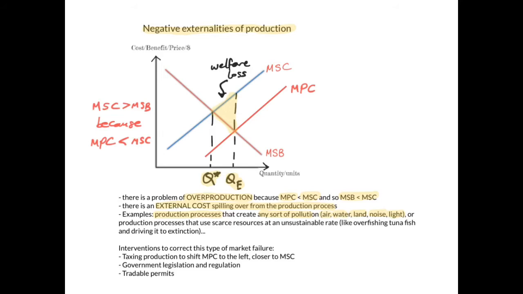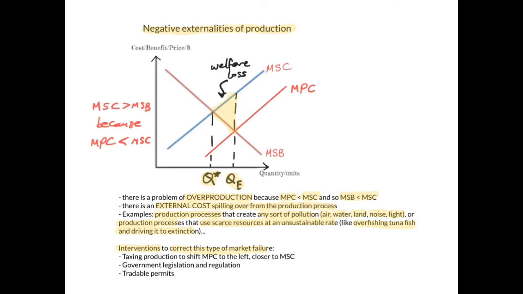Also, other examples are production processes that use scarce resources at an unsustainable rate, like, for example, overfishing tuna fish and driving it to extinction. Now, what are some possible government interventions to correct this type of market failure?